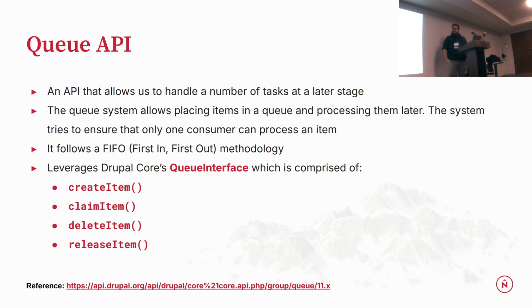So this is what we're going to really be focusing on today. This API handles a large number of tasks at a later stage. The queue system is literally what it sounds like. You queue everything up, and we can process them as we need to. We can process them later, we can process them now. And we make sure that we're consuming one at a time. Right, so we're just like, okay, next in line, let's go. So it's a first in, first out methodology. And it leverages Drupal core's queue interface, which is comprised of methods such as create item, claim item, delete item, release item. So we'll get a little bit more into that as we go.